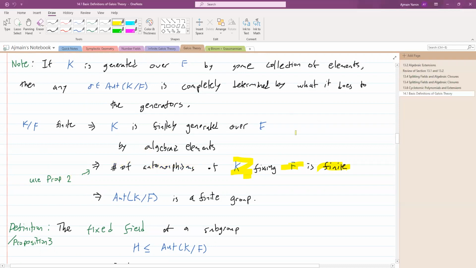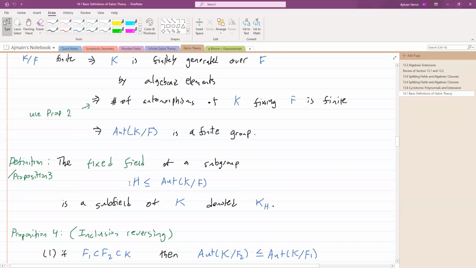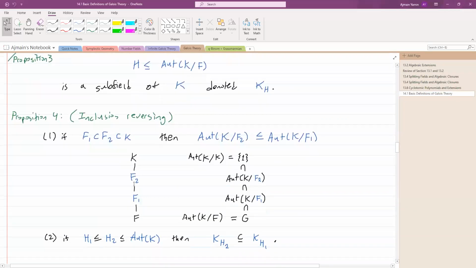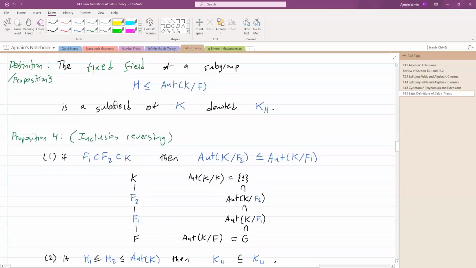So if you have any generator alpha, then any automorphism has to send alpha to sigma alpha, which is another root of the minimal polynomial of alpha. But there are finitely many roots, so there are finitely many options you can send this generator to. But you have finitely many generators, so you have finitely many automorphisms. So this is a finite group, right? So if you have a finite extension, you have a finite automorphism group. And then the fixed field is a subgroup.